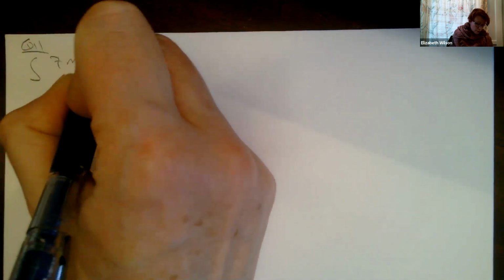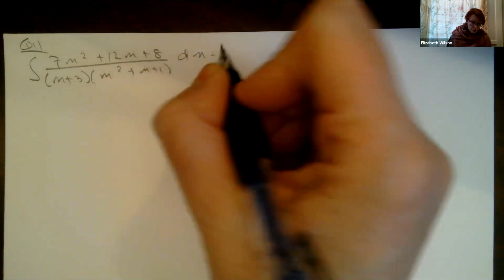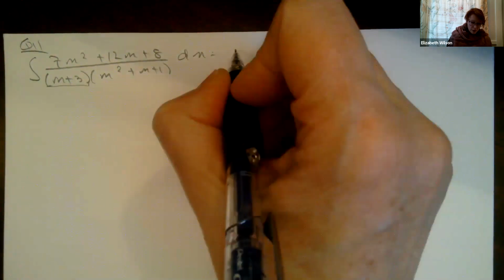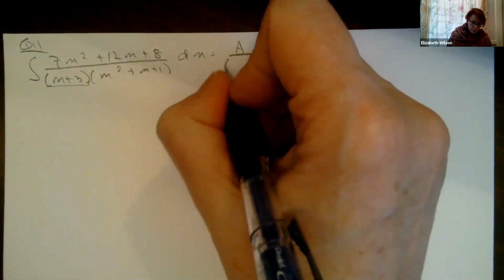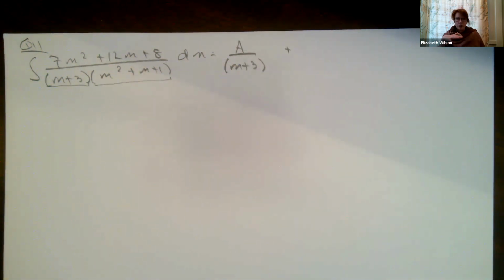So this one is 7m squared plus 12m plus 8 over m plus 3 times m squared plus m plus 1 dm. Now the difference is, I have a whole quadratic in the numerator, so I have coefficients that I can set equal to when I solve for a, b, and c. Okay, so how we need to set this up: I have a linear factor, which means I only use one variable, over m plus 3, plus I have an unfactorable quadratic. Remember, if you're not sure, how am I going to factor this out? Well, I can't factor it, right?